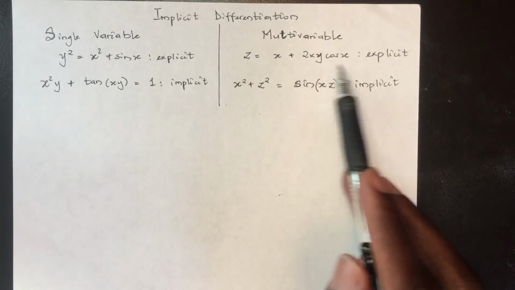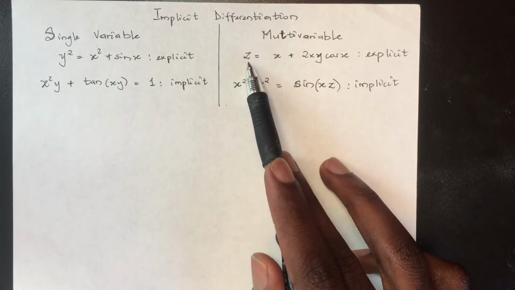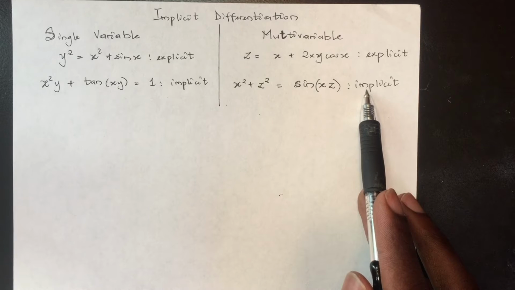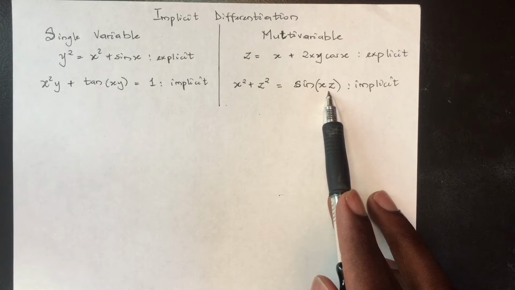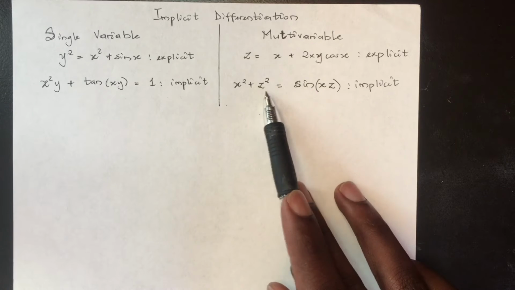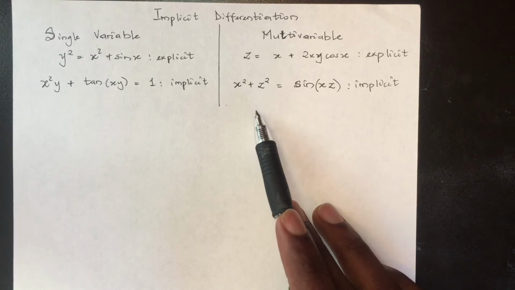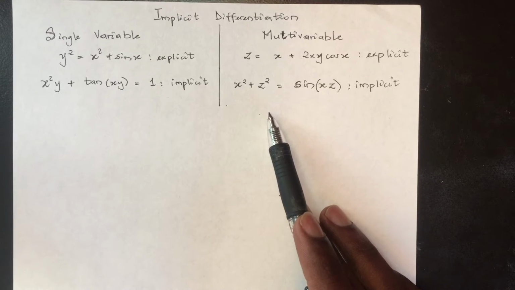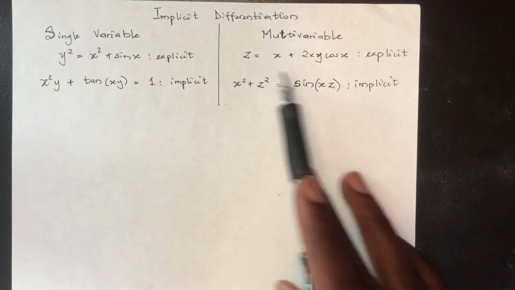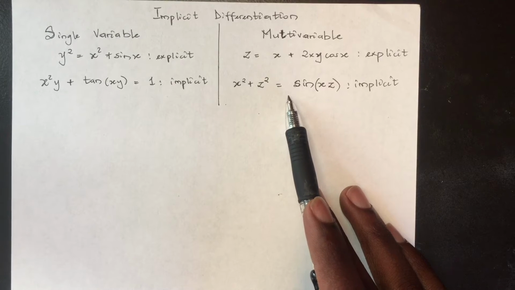And basically what makes this explicit is that your dependent variable z can still stand by itself, but what makes this implicit is that your dependent variable z, all right, cannot be separated from the rest of the equation. And that's a short summary on what separates an implicit from an explicit equation.